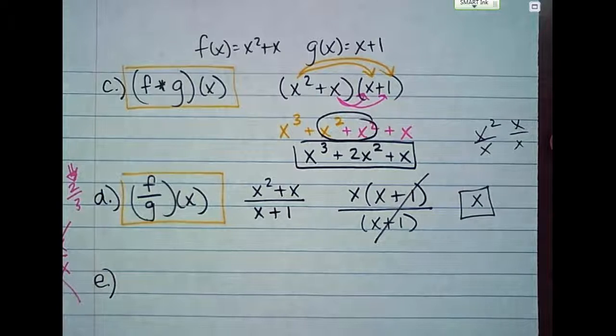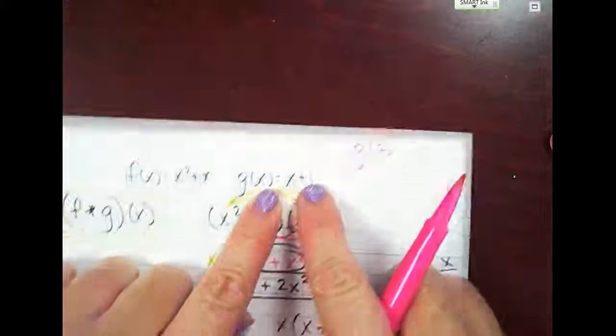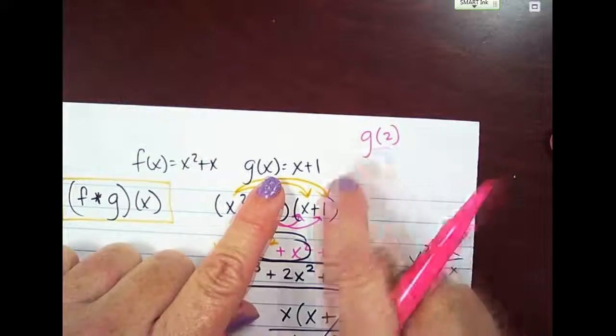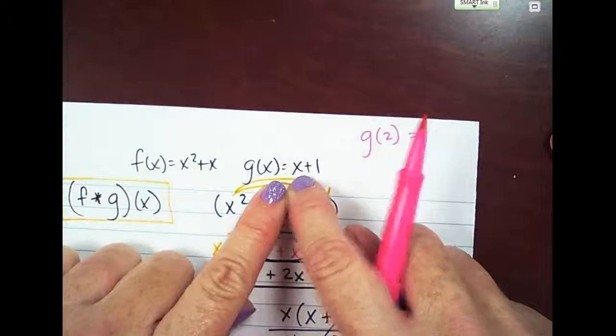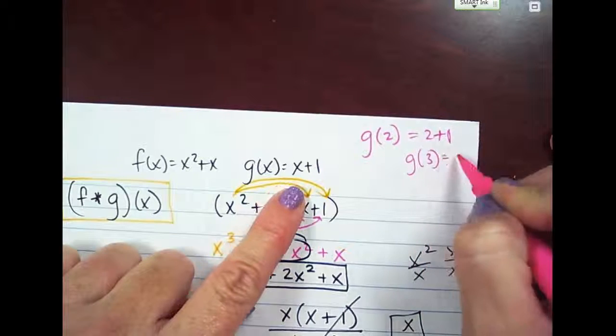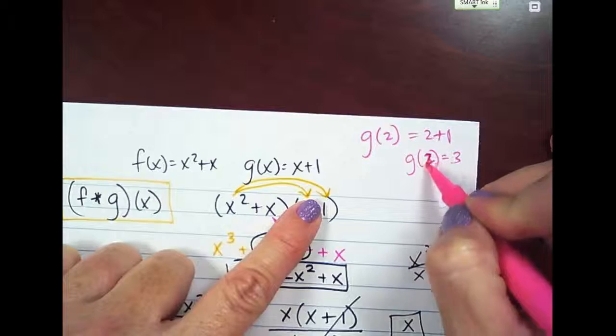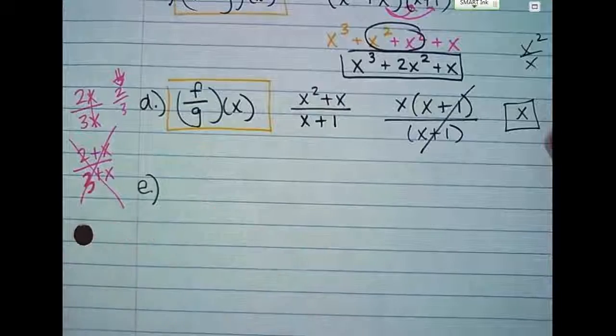Before I start E, if I said g of 2, and you looked at this problem, sorry, if I wanted g of 2, and this is g, what would I write down? I would put the 2 instead of the x, so it would be 2 plus 1. So g of 2 gives me what value? 3. Okay? Just making sure you remember that. So let's move to E.